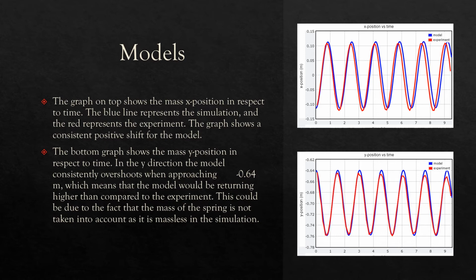In the y direction, the model consistently overshoots when approaching negative 0.64 meters, which means the model would be returning to a higher point when compared to the experiment. This could be due to the fact that the mass of the spring is not taken into account, as it is massless in the simulation.